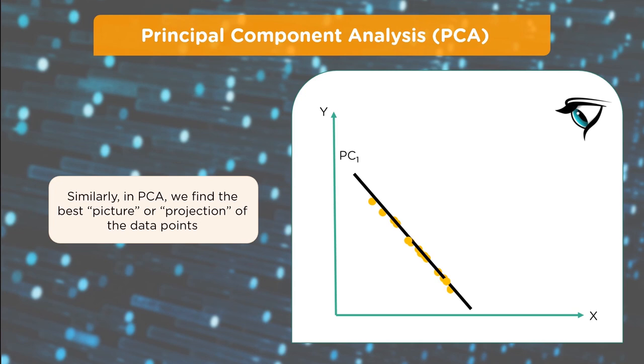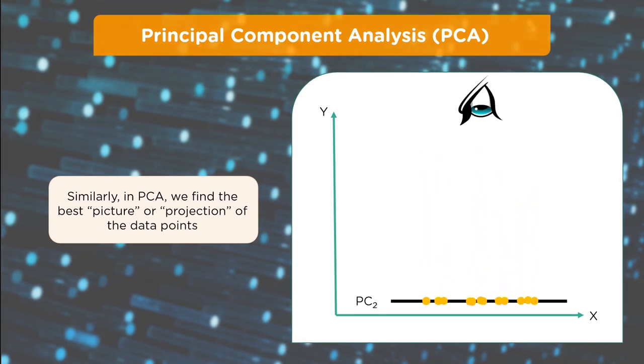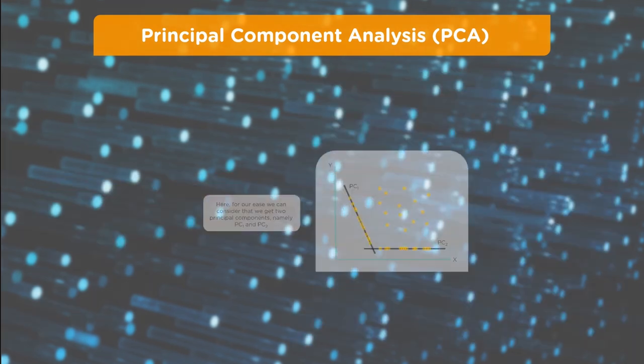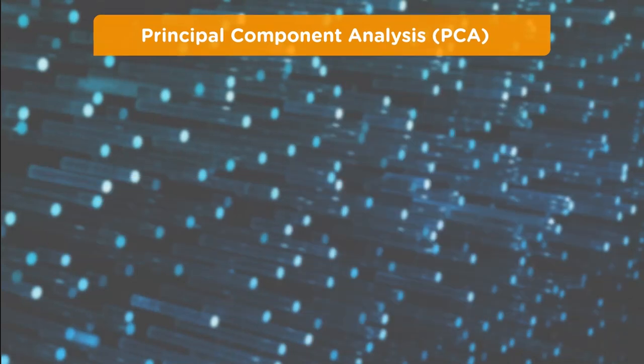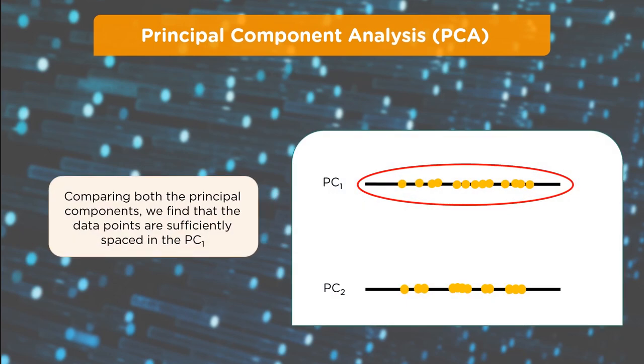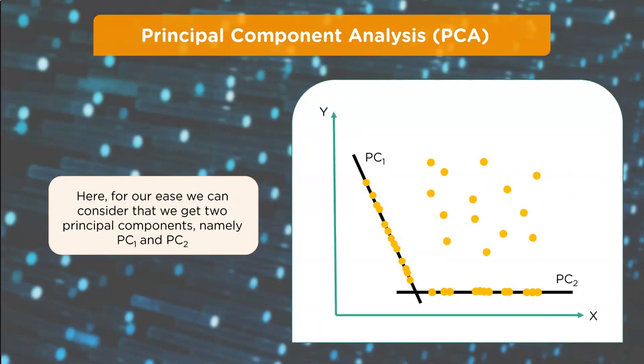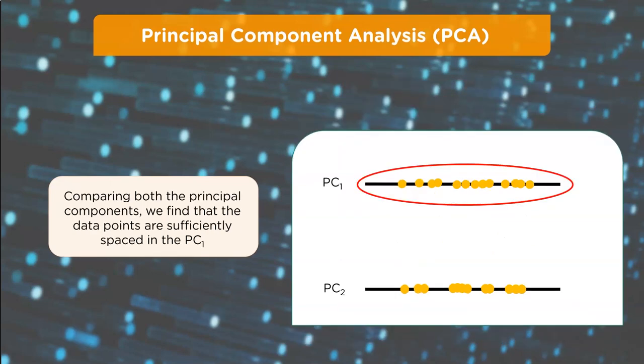So what we want to do is find the best view. In this case, we're just looking at the XY. We look down at it, and we have our second idea, PC2. And again, we're looking at this XY, this time from a different direction. Here, for our ease, we can consider that we get two principal components, namely PC1 and PC2. Comparing both the principal components, we find the data points are sufficiently spaced in PC1. So if you look at what we have here, we have PC1. You can see along the line how the data points are spaced versus the spacing in PC2. And that's what they're coming up with.